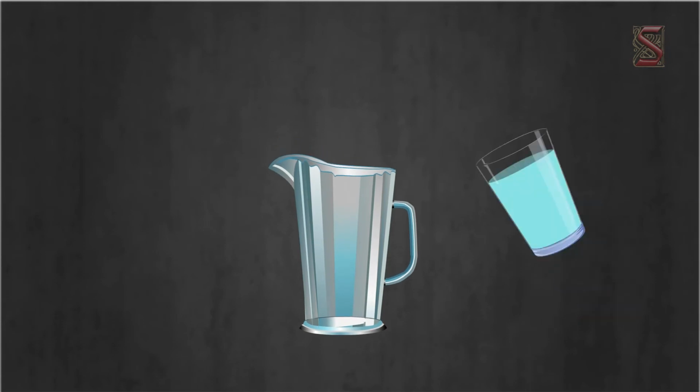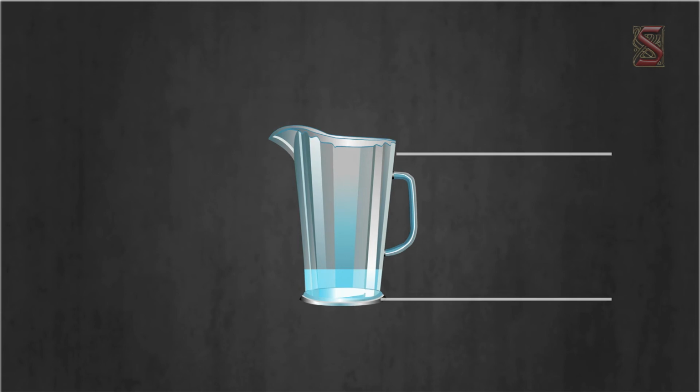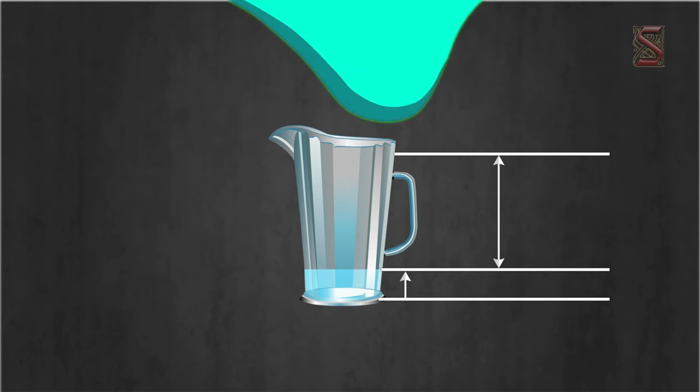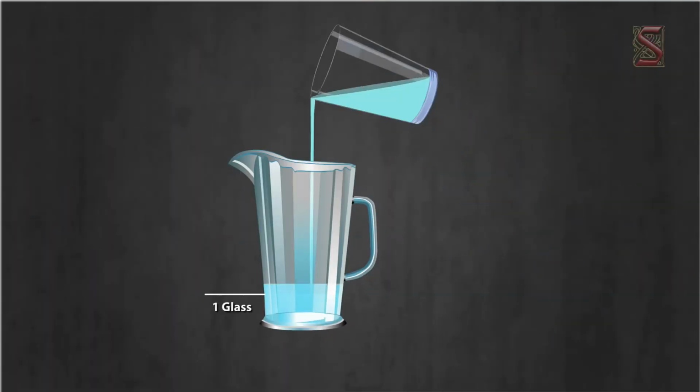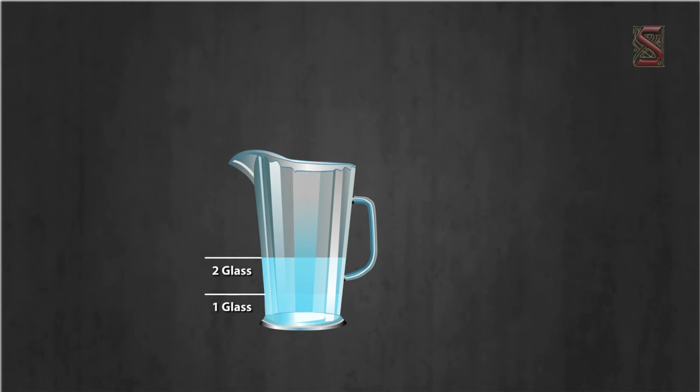Okay, let's see. Take 1 glass of water and pour it in the jug. Now, see the water level in the jug has reached till here. And there is still place to fill more water. Now, take the 2nd glass of water and fill it. Now the jug is filled to the half.